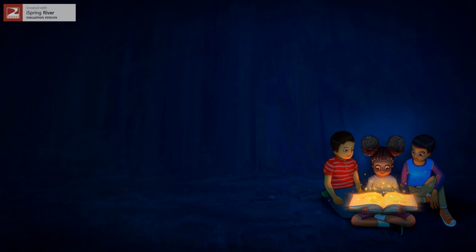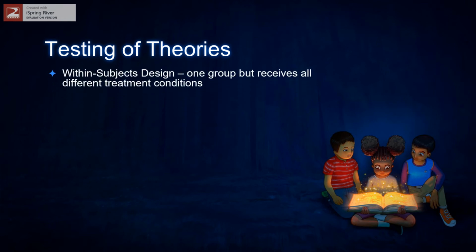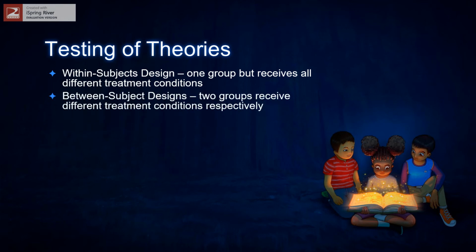Another way to test a theory is using the within subjects design, where one group receives all the different treatment conditions. And then we also have the between subjects design. When we say between subjects, it is two groups who receive different treatment conditions respectively.